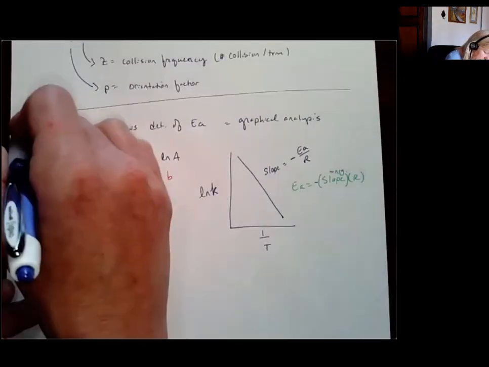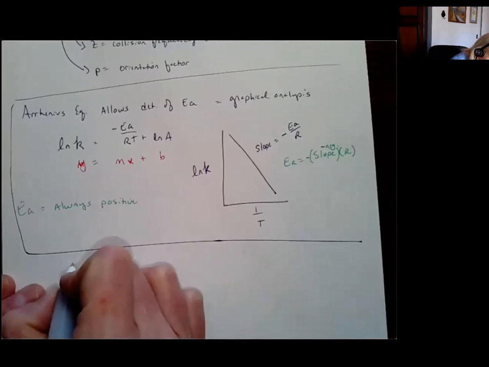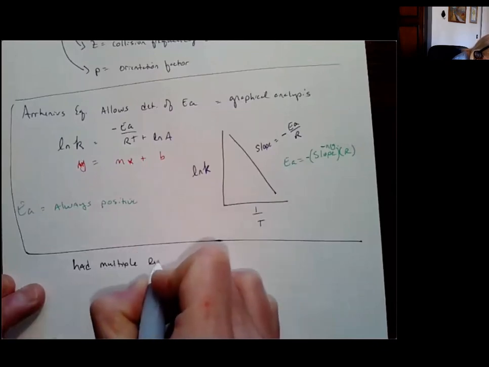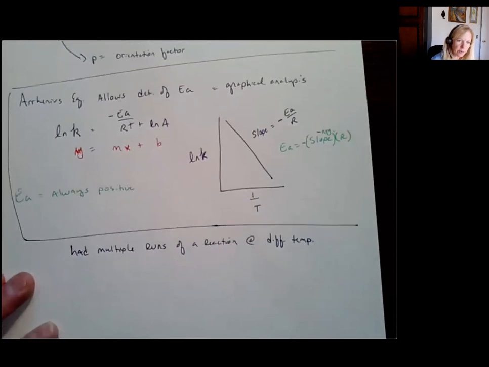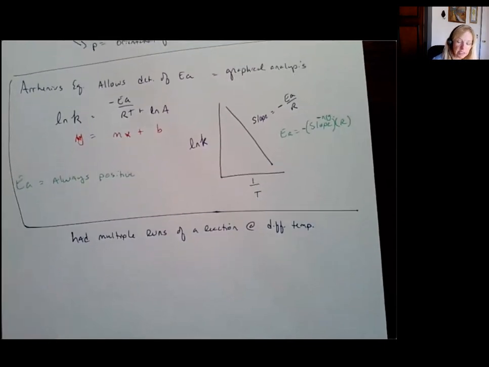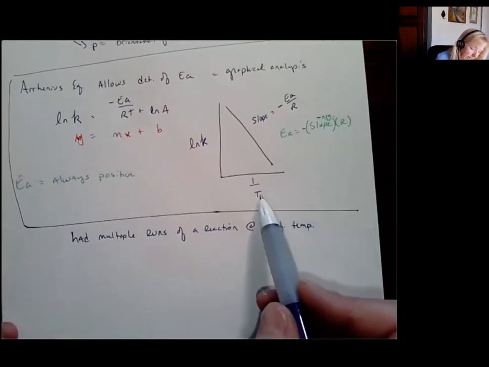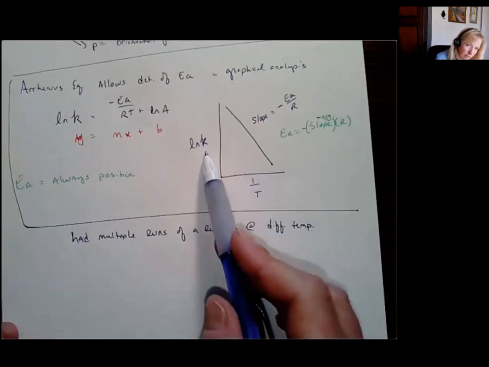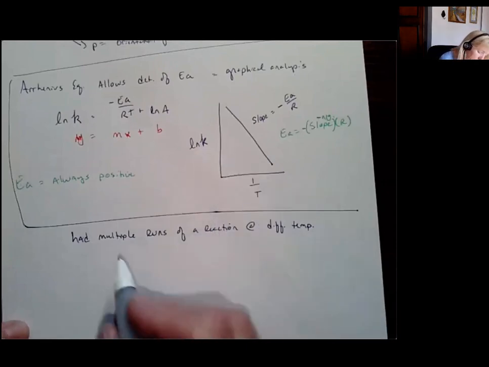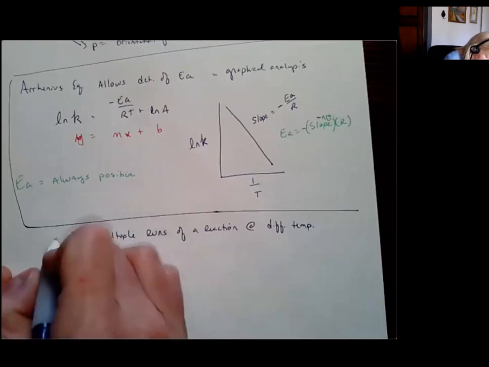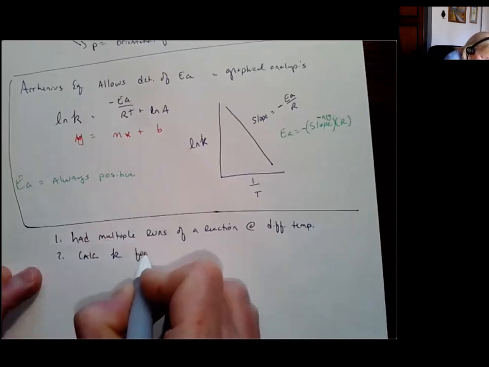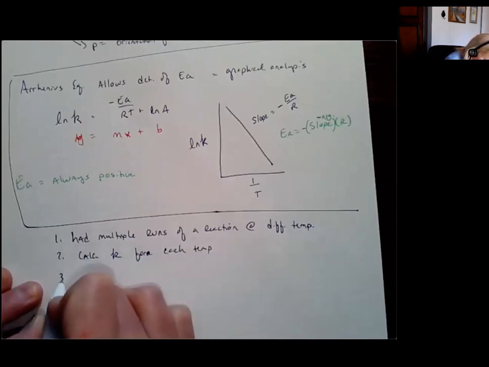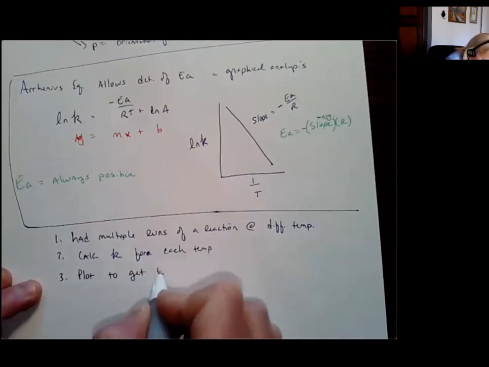You would use this graphical analysis if you had multiple runs of a reaction at different temperatures. I would do my chemical reaction at different temperatures, and at each of those temperatures I would have a specific rate constant. So I'd run multiple runs of the reaction at different temperatures, calculate k for each temperature, and then plot to get my activation energy.